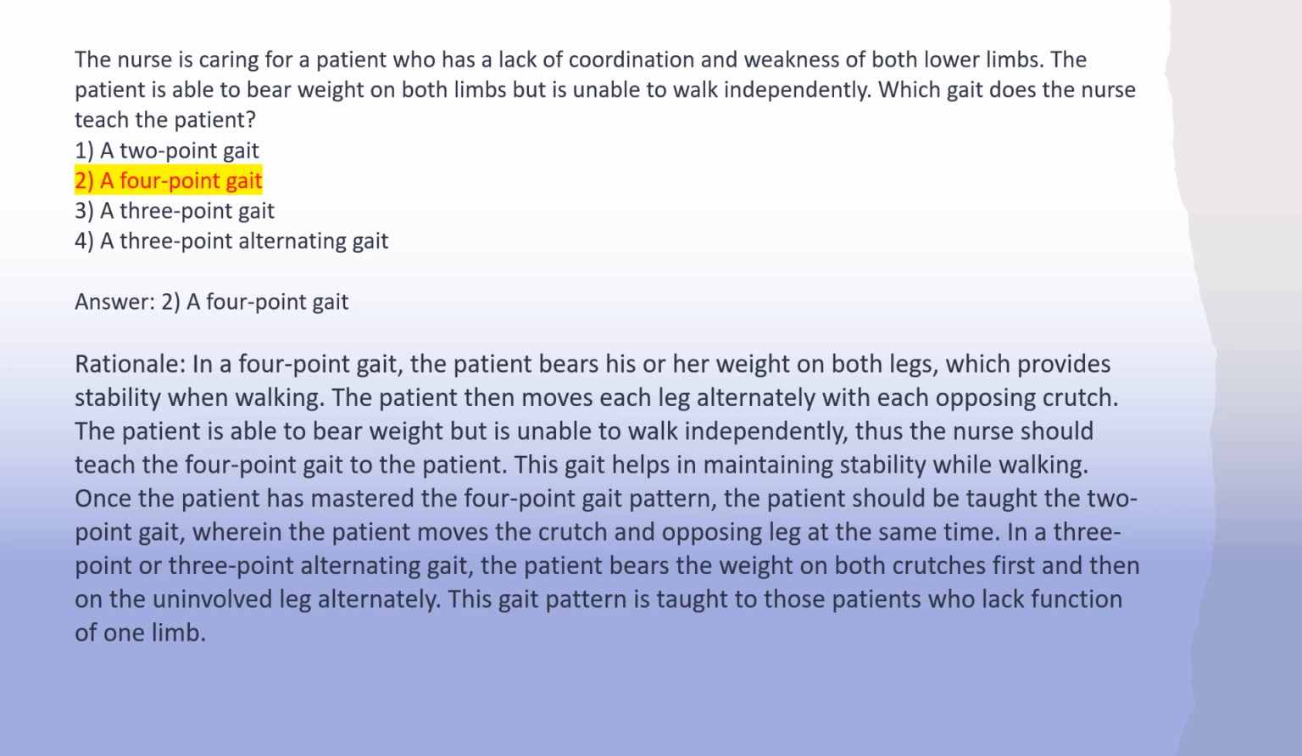Once the patient has mastered the 4-point gait pattern, the patient should be taught the 2-point gait, wherein the patient moves the crutch and opposing leg at the same time. In a 3-point or 3-point alternating gait, the patient bears the weight on both crutches first and then on the uninvolved leg alternately. This gait pattern is taught to those patients who lack function of one limb.